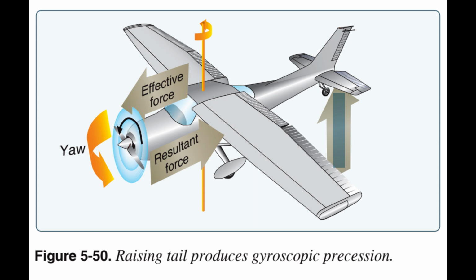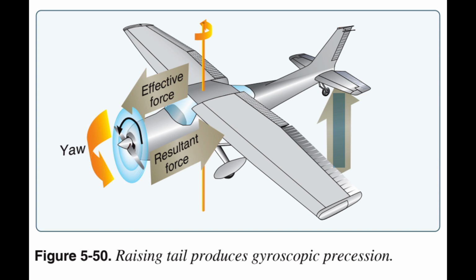Figure 5.50. This change in pitch attitude has the same effect as applying a force to the top of the propeller's plane of rotation. The resultant force acting 90 degrees ahead causes a yawing moment to the left around the vertical axis. The magnitude of this moment depends on several variables, one of which is the abruptness with which the tail is raised, the amount of force applied.